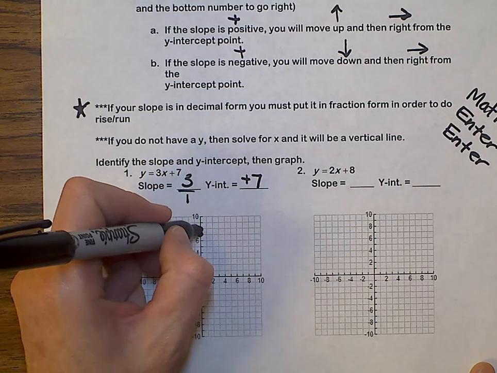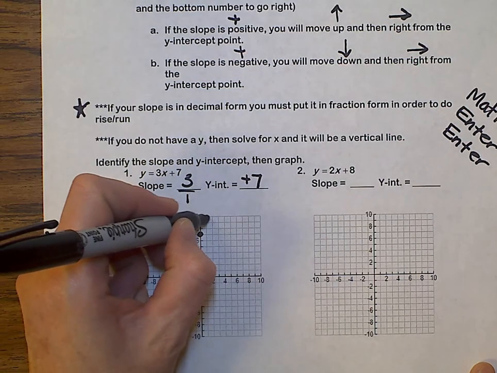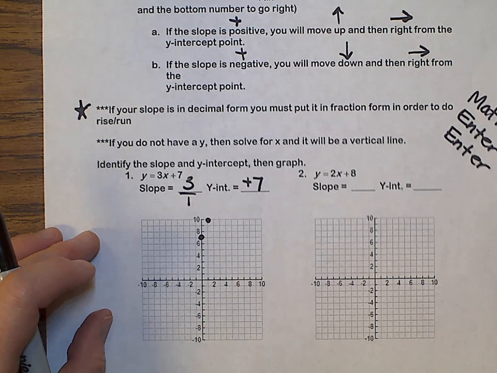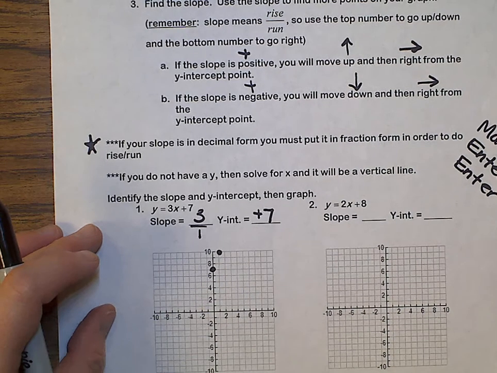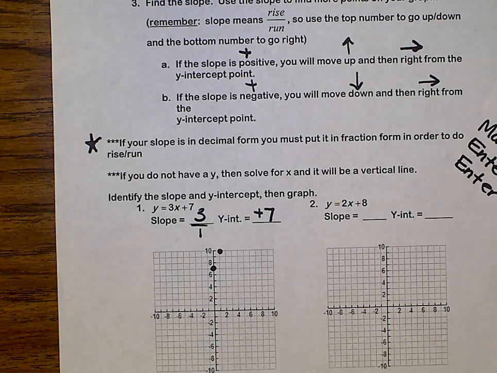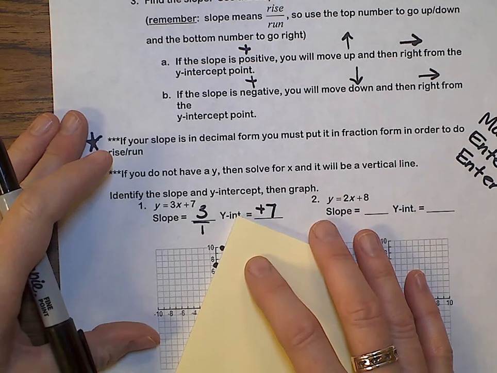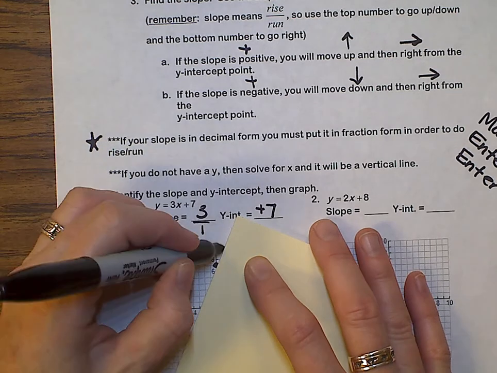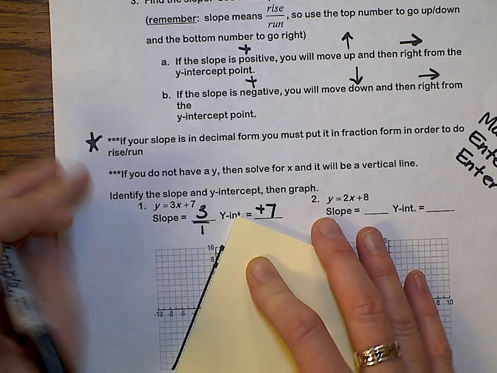1, 2, 3, 1. And then all you have to do is take a piece of paper and join the 2 points.